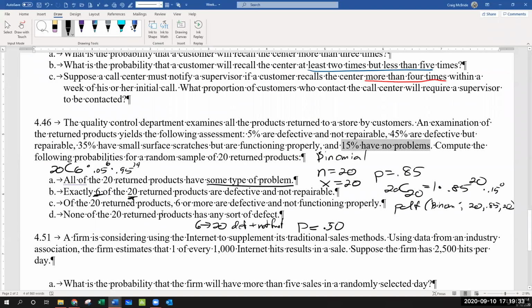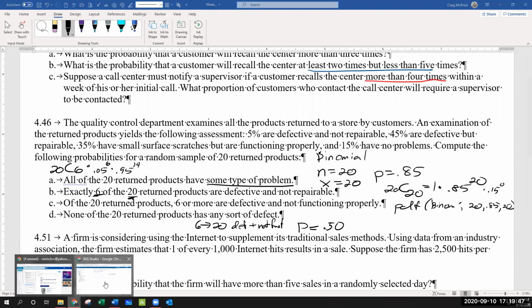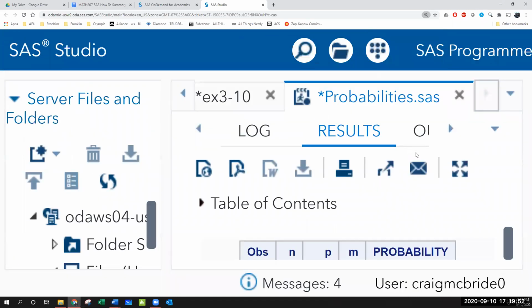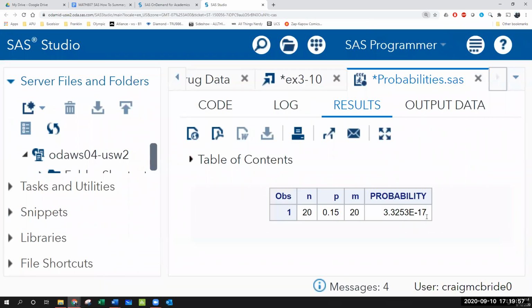Okay, so any questions on 46? So what would be the answer for D? D should be 0. I mean, it's technically 0.15 raised to the 20th, but when you run it in technology, it's so small that it's equivalent to 0. It's that number, and that number is so tiny that it's the same thing as basically 0. Okay. And can you run SAS for C?